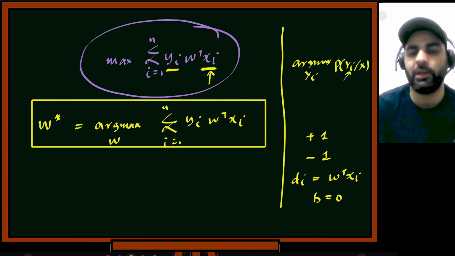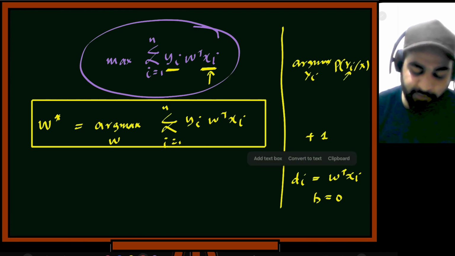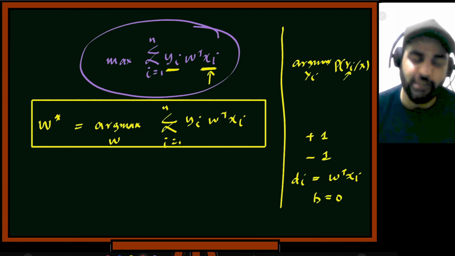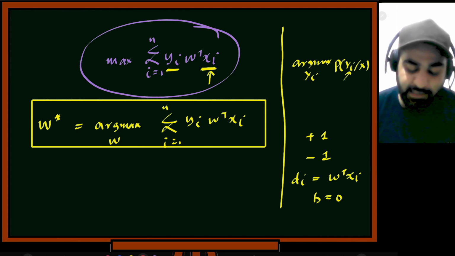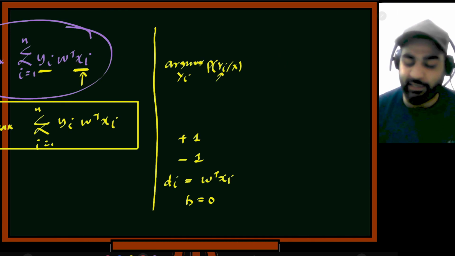Now our data is fixed. This xi is fixed, this yi is fixed. The only thing that we can change is this W transpose. My job is to find such a W such that this is maximized. Now again going to the geometric interpretation. I'll go back to the geometric interpretation.